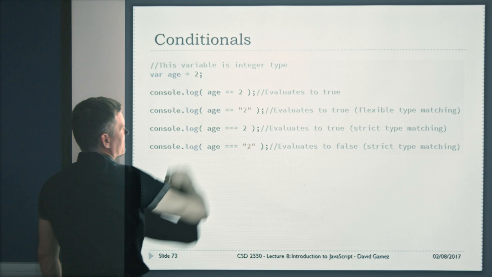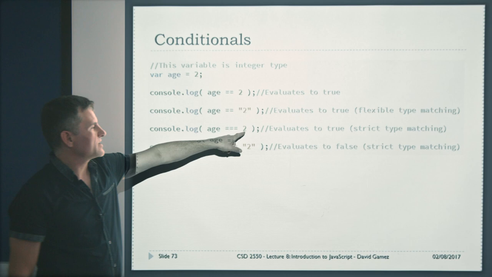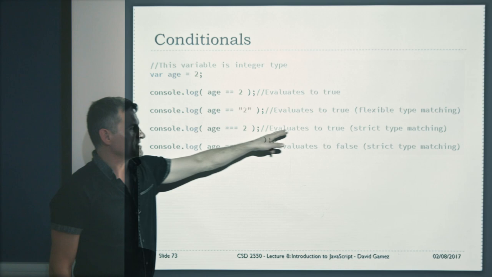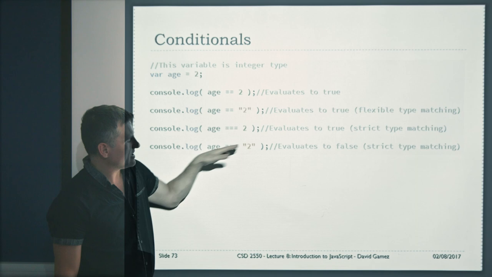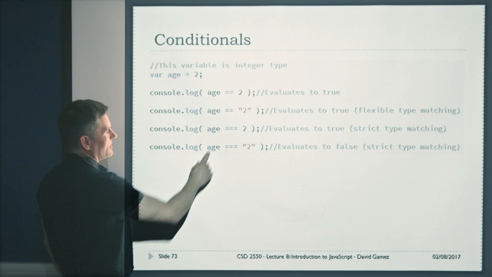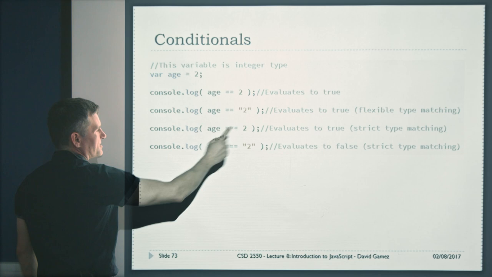Third example, we're using triple equals now. We're comparing integer 2 with an integer variable, and in this case it evaluates to true with strict type matching. But in the fourth example, we've got three equals, and in this case it will evaluate to false because the type of age is different from the type here. JavaScript is going to compare the type and say, this is an integer, this is a string, wrong, different types, they're not equal because it's using the triple equals here.